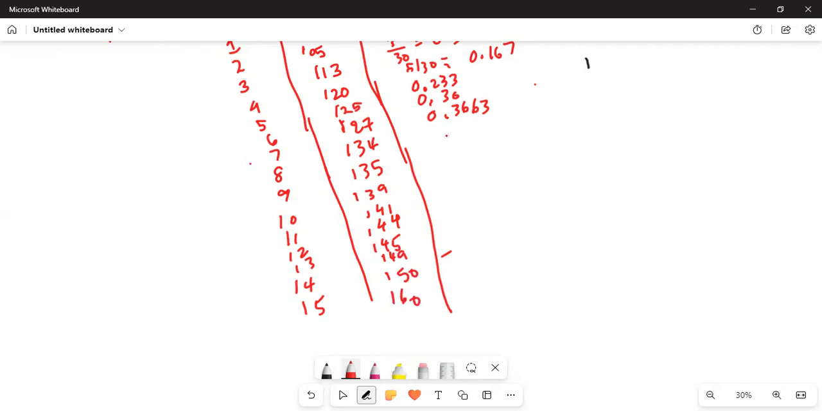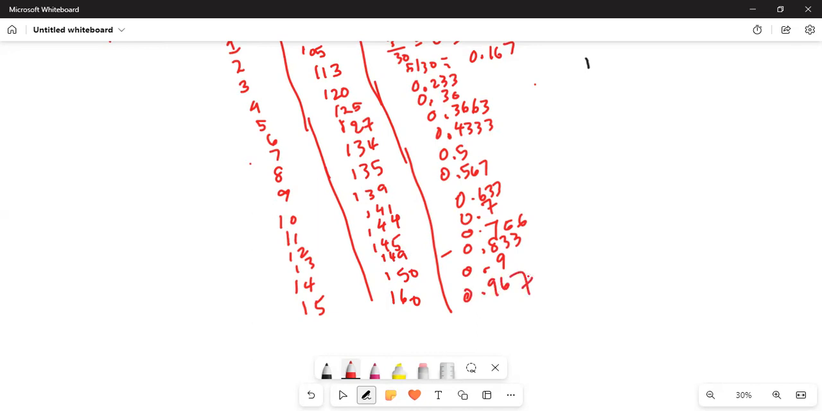So for 134, the decimal value is 0.433. Next one is 0.5. Next one is 0.567. Next one is 0.633. Next one is 0.7. Then 0.767. Then 0.833. Then 0.9, and the last one is 0.967. So I've assigned these values.